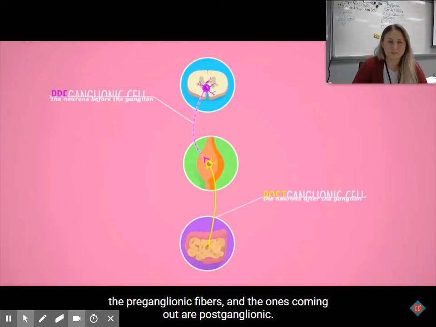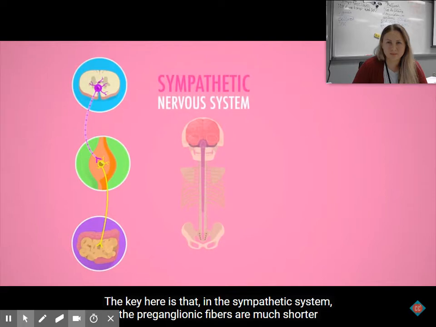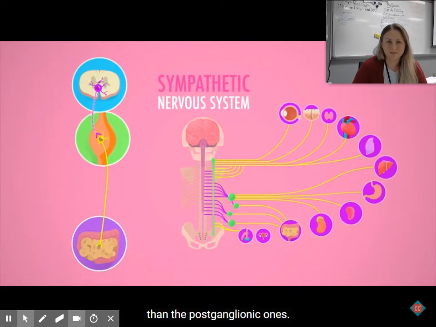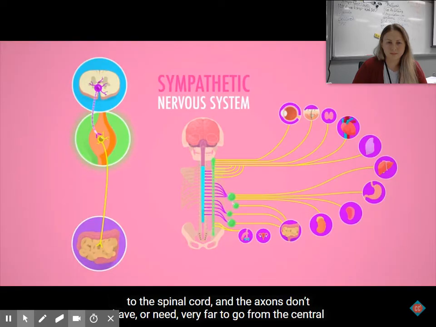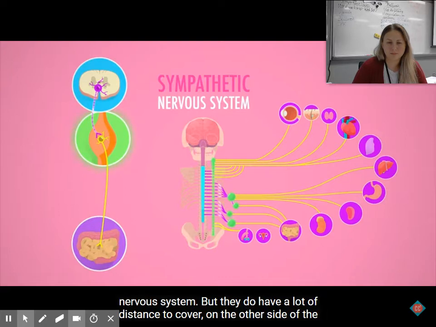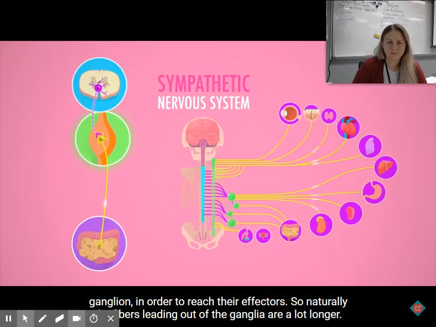coming out are postganglionic. The key here is that in the sympathetic system, the preganglionic fibers are much shorter than the postganglionic ones, which makes sense when you think about it, because the sympathetic ganglia are really close to the spinal cord and the axons don't have or need very far to go from the central nervous system, but they do have a lot of distance to cover on the other side of the ganglion in order to reach their effectors, so naturally the fibers leading out of the ganglia are a lot longer.